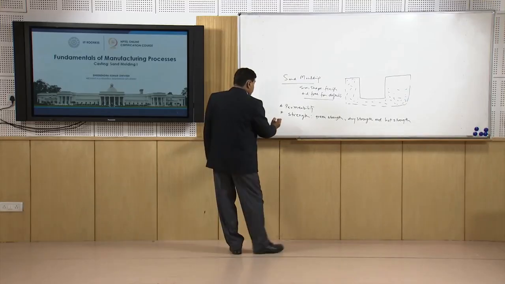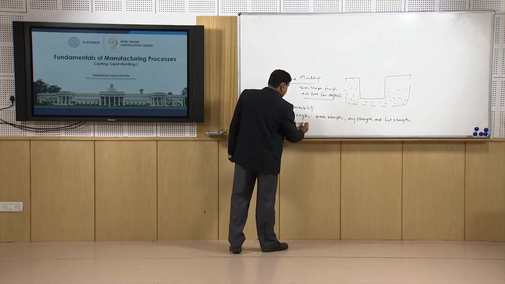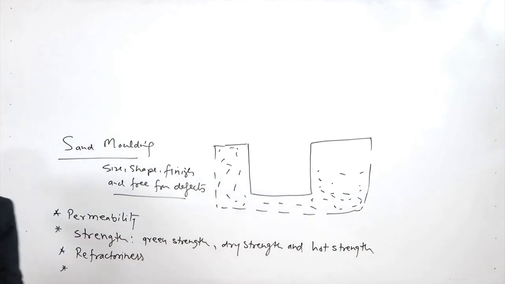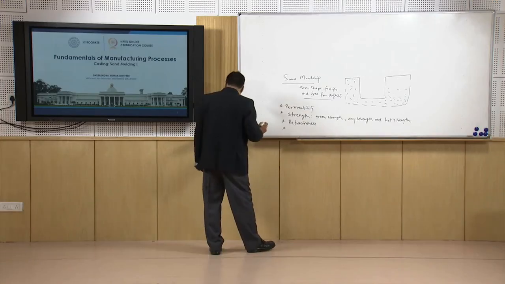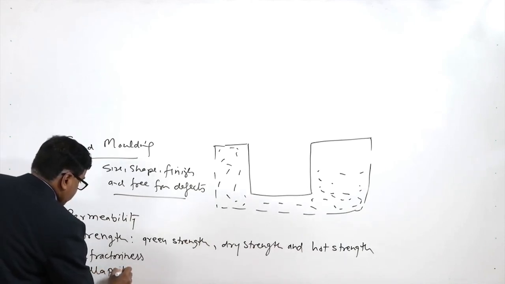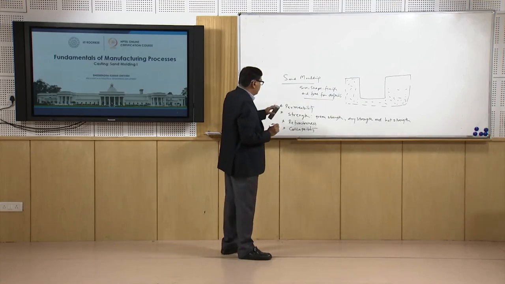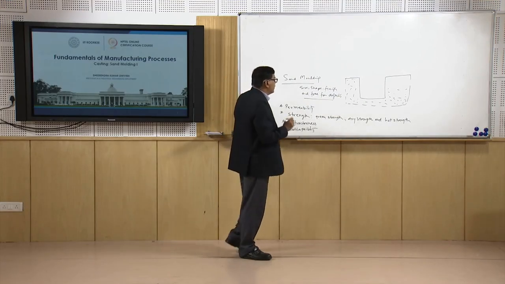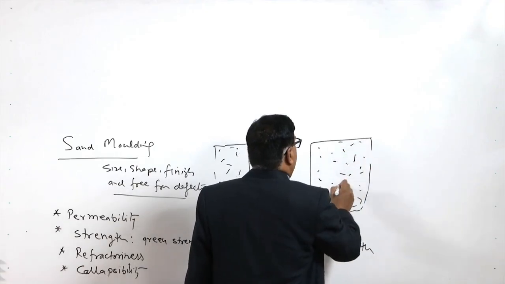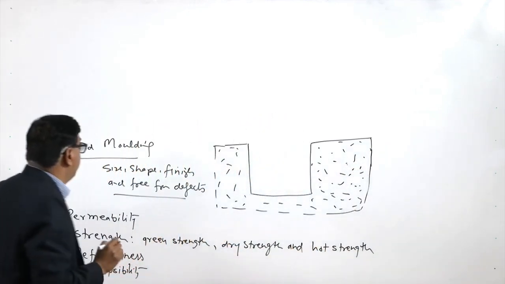After this, another important property is refractoriness. Then we have collapsibility. So, what is the role performed by these characteristics, and why are they considered important for making the casting which is of the desired size, finish and free from defects?